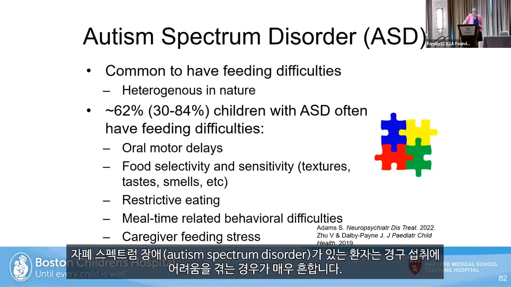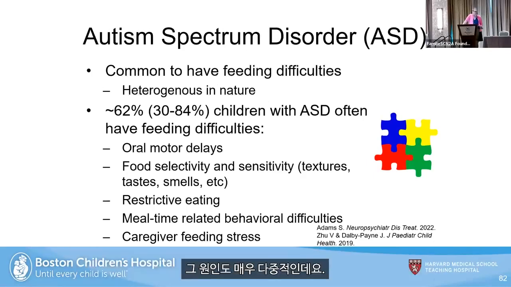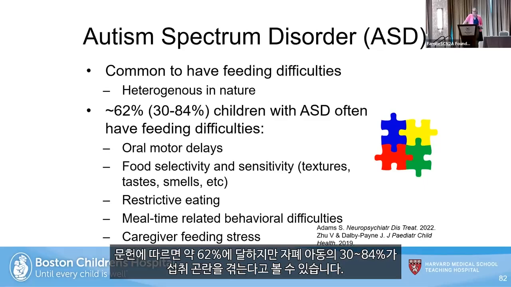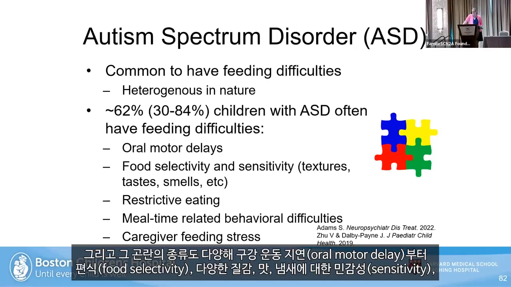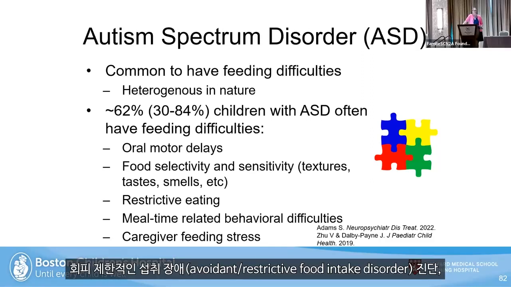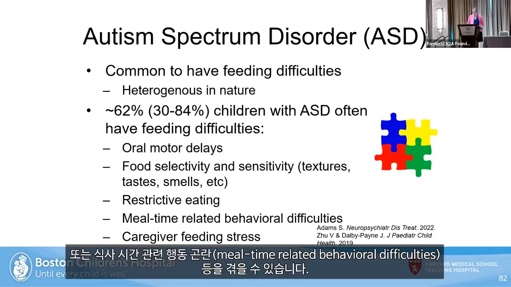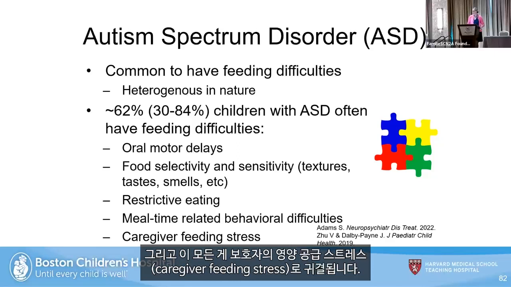For patients with autism spectrum disorder, it is very common to have feeding difficulties. It's very heterogeneous in nature. In the literature, they report about 62%, but anywhere from 30 to 84% of children with autism have feeding difficulties. These can vary from oral motor delays to food selectivity or sensitivities to various textures, tastes, smells. They can also have a diagnosis of restricted eating or avoidant restrictive food intake disorder, or ARFID, mealtime related behavioral difficulties. And of course, this all ties into caregiver feeding stress.